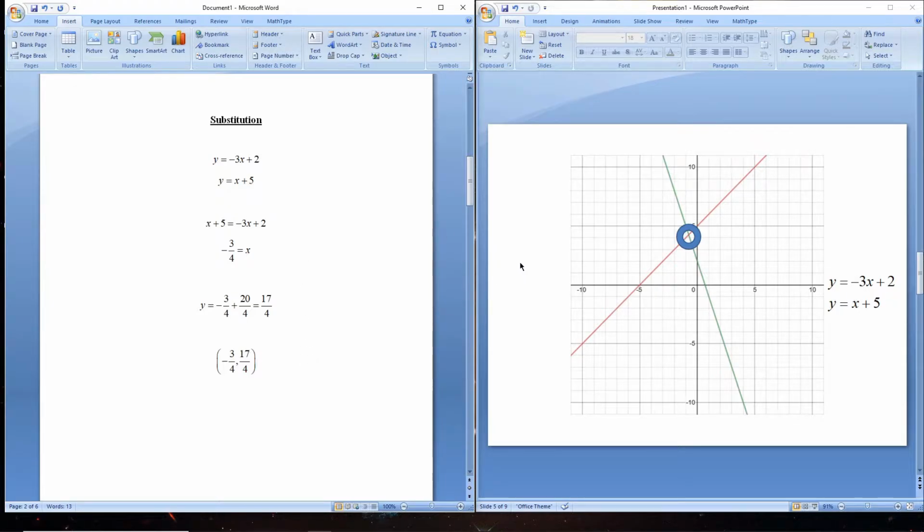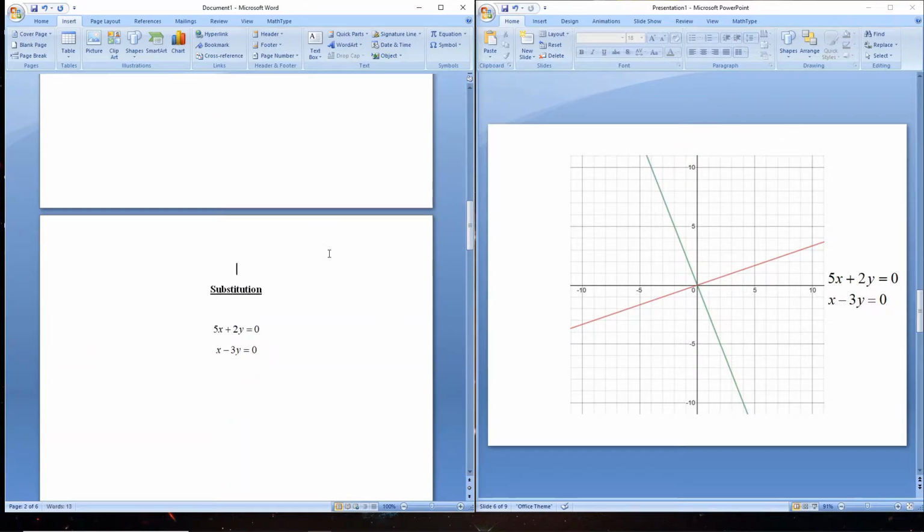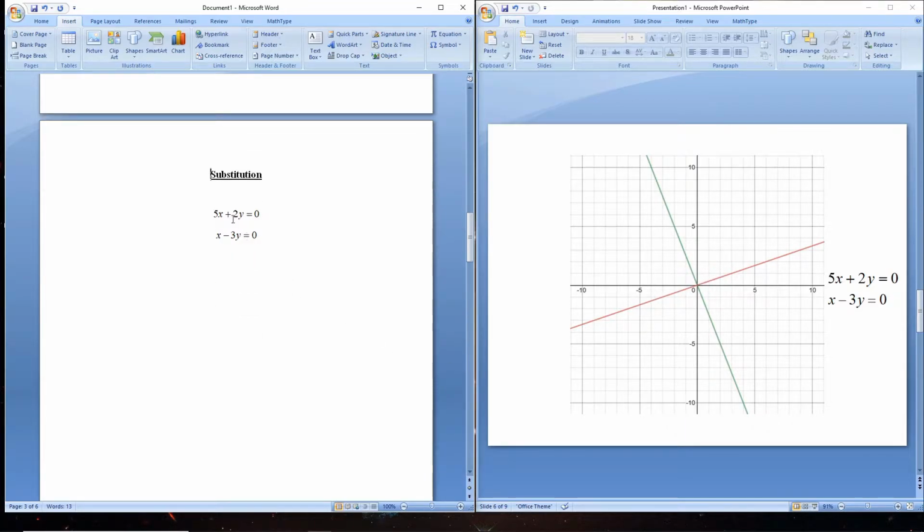Let's check out another one. So again, here's two linear functions, and we're interested in where they intersect. So it looks like about the origin, but we do want to solve this algebraically to get the exact answer. So we have these two equations, and the first thing we want to do is solve one of them for one of the letters. And I want to stress it doesn't matter which.